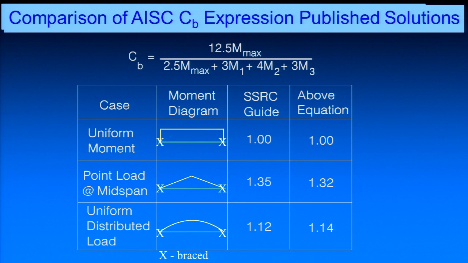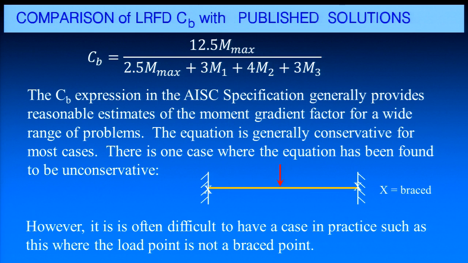So if we were to compare these with some published solutions, for uniform moment, if you were to plug the same moment in for all these terms, you get the ratio 12.5 over 12.5, and what we would expect, you would get C sub B of 1. That's what you need to get for a uniform moment. For a point load at midspan with no intermediate bracing, the published C sub B value is 1.35. This equation gives 1.32. If I have a uniformly distributed load, published values of 1.12, this equation gives about 1.14. Okay? It actually works very well. In most situations, it gives you very reasonable estimates of the C sub B factor.